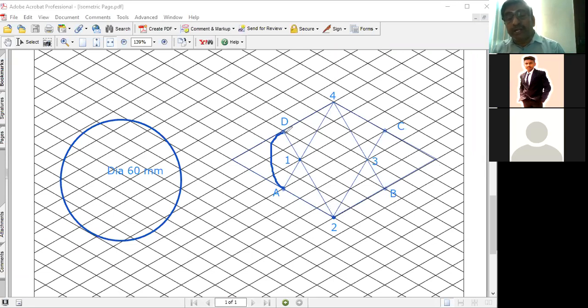And the same way, 2 as center, D as radius. Okay, from 2 to D as the radius, draw an arc up to C. And 3 as center, C as radius, draw an arc up to B. Okay, and then 4 as center, B as radius, draw an arc up to, it is reaching A. So if you do it properly using the compass, we will get a fine and fantastic ellipse.